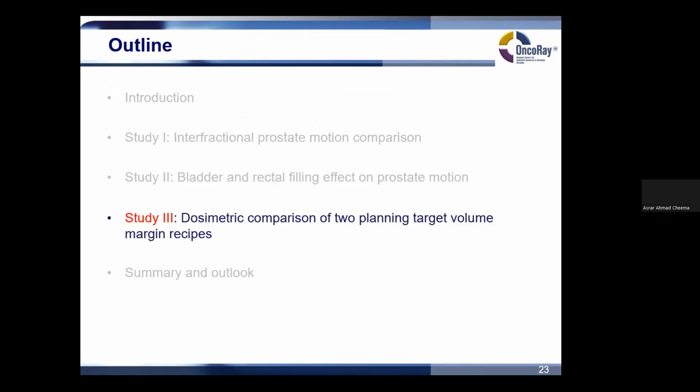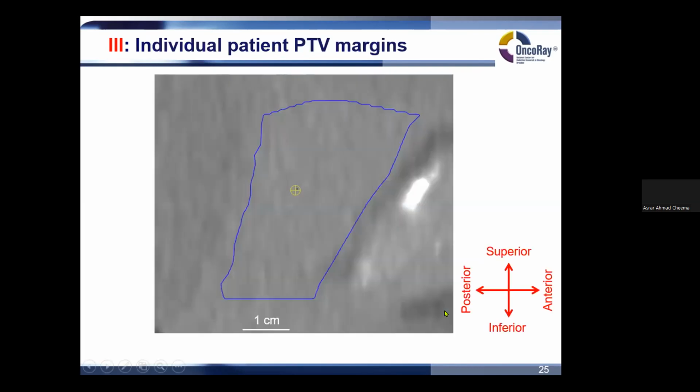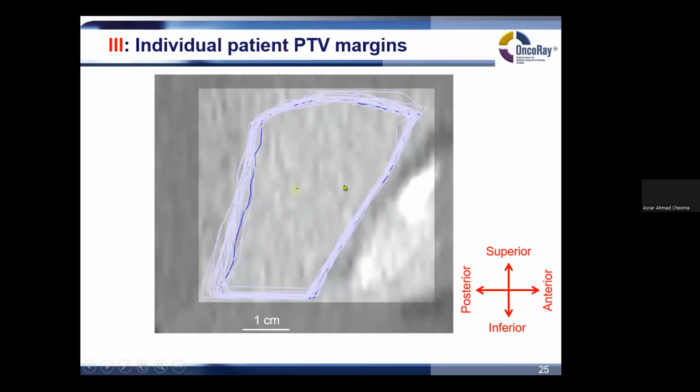In the third study, a dosimetric comparison of two planning target volume recipes was done using the same 12 patient groups with in-room CT and 379 treatment fractions, and a 120 milliliter water-filled endorectal balloon with 3 fiducials and a strict drinking protocol. This is the sagittal view of the prostate of a patient in the planning CT. And these are the prostates of the patient in the control CTs.